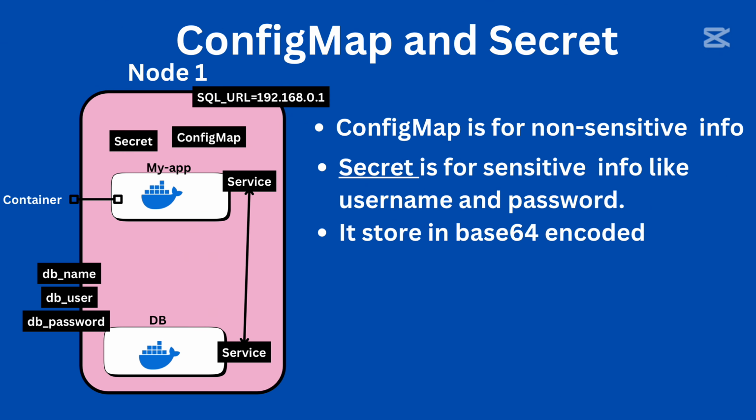There are 2 ways to store configuration files, config map and secret. Config map is used for non-sensitive information like IP addresses and domain names. Secret is used to store private and sensitive information like database usernames and passwords. Config map stores it in plain text, while secret stores it in base64 encoded.